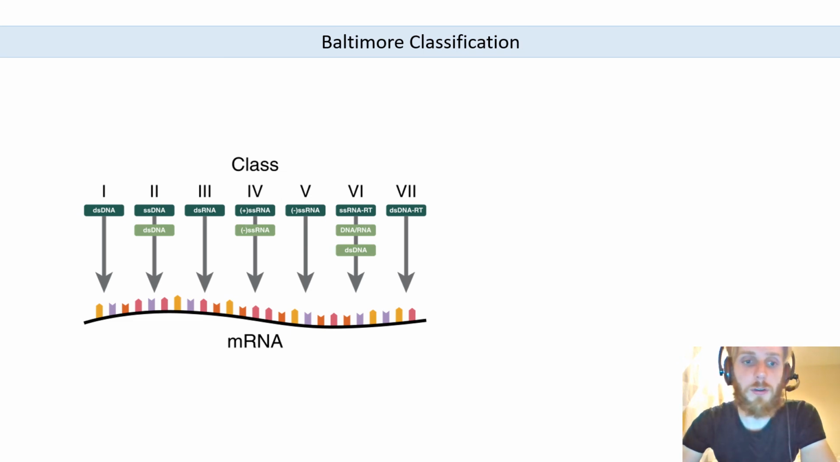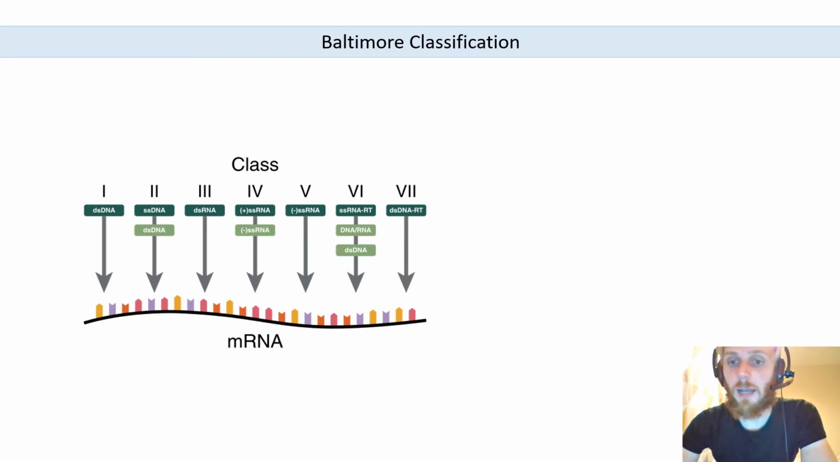So at the bottom, we have mRNA. These arrows represent expression. So what is essentially happening is we're going from the viral genome to mRNA, and part of the Baltimore classification is how the virus is getting from its own genome to mRNA.